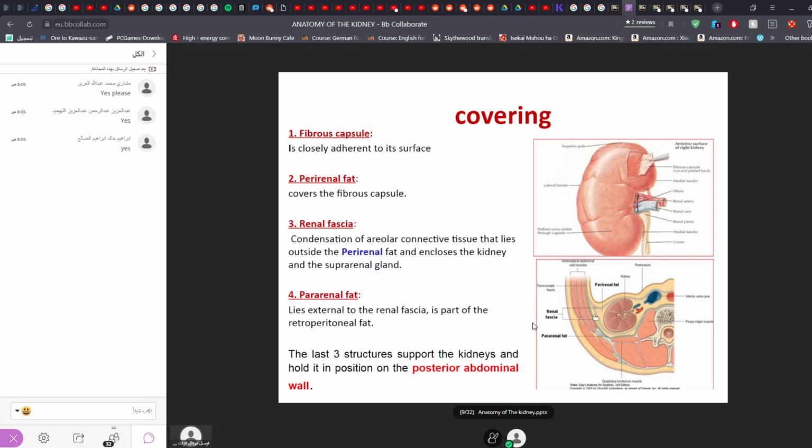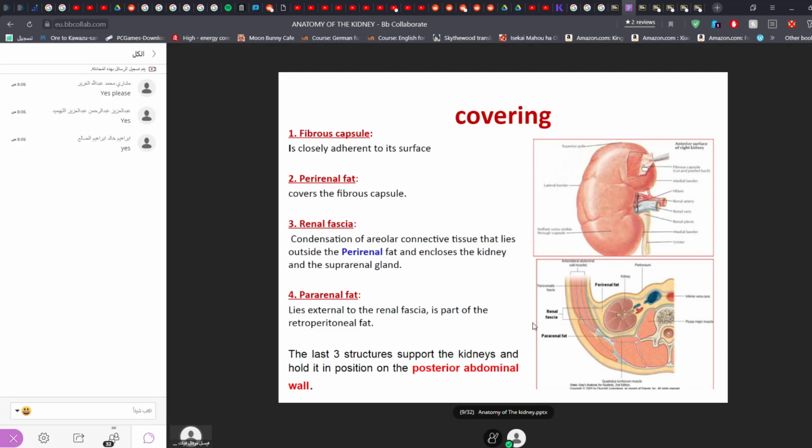So, quickly losing the fat may disturb the position of the kidney. So, if you start a dieting plan, you have to maintain it and go slowly. So, first covering, if we come out from inside to outside, is the capsule, which is the small layer closely adherent to its surface.